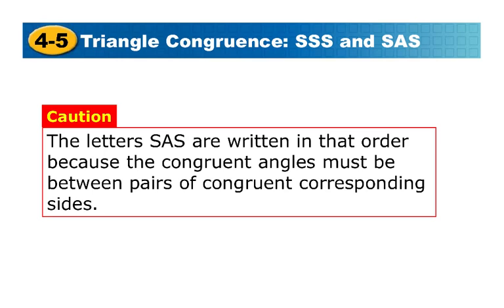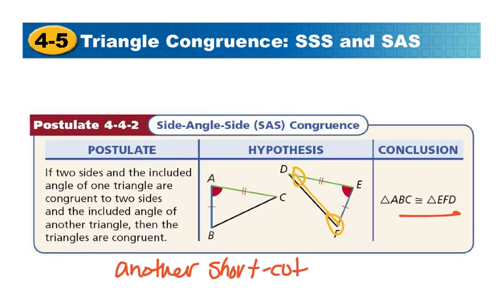The letters SAS are written in that order because the congruent angles must be between the pair of congruent sides. So, again, this angle is not the one that we are going to be talking about, and neither is this one when we talk about side angle side. Because again, it needs to be the side and the side that surround this angle. Otherwise we have a different proof, which we're not to yet.